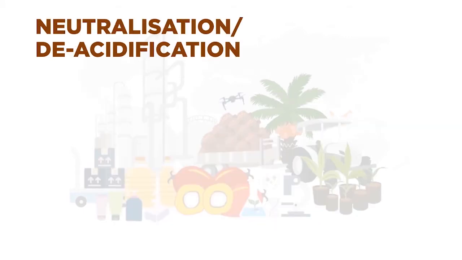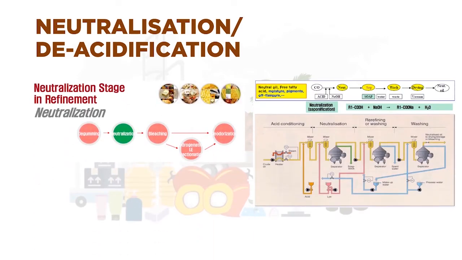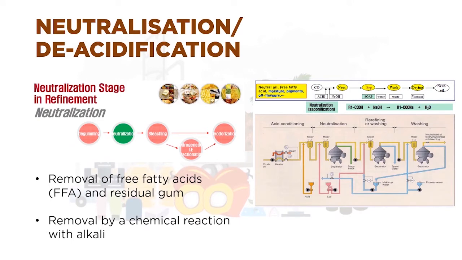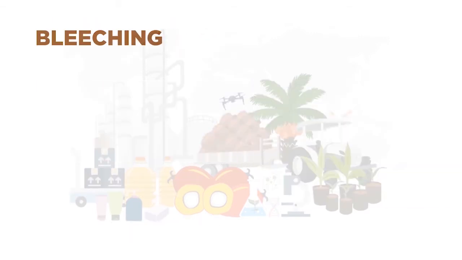The second step of the refining process is neutralization, or we can say deacidification. In this process, free fatty acid and also residual gum will be removed by a chemical reaction with alkali.